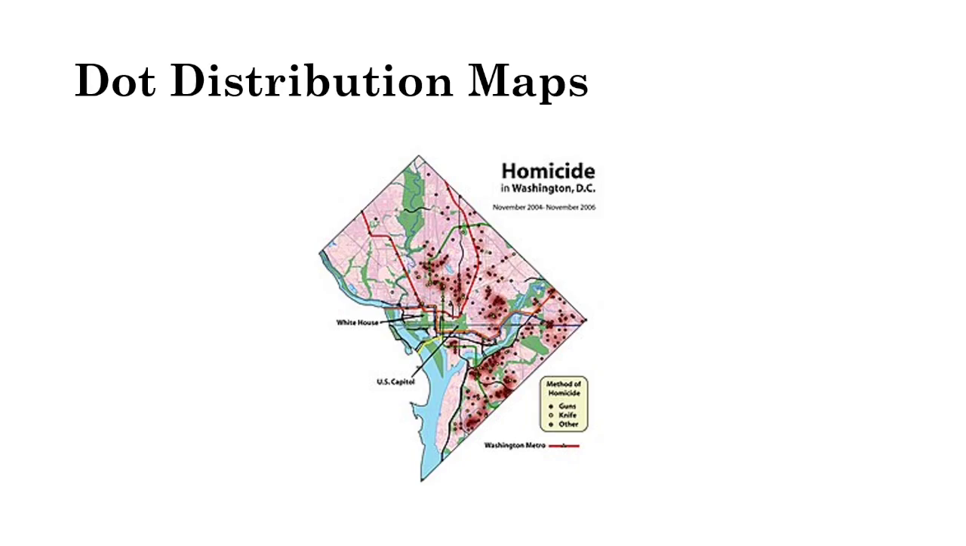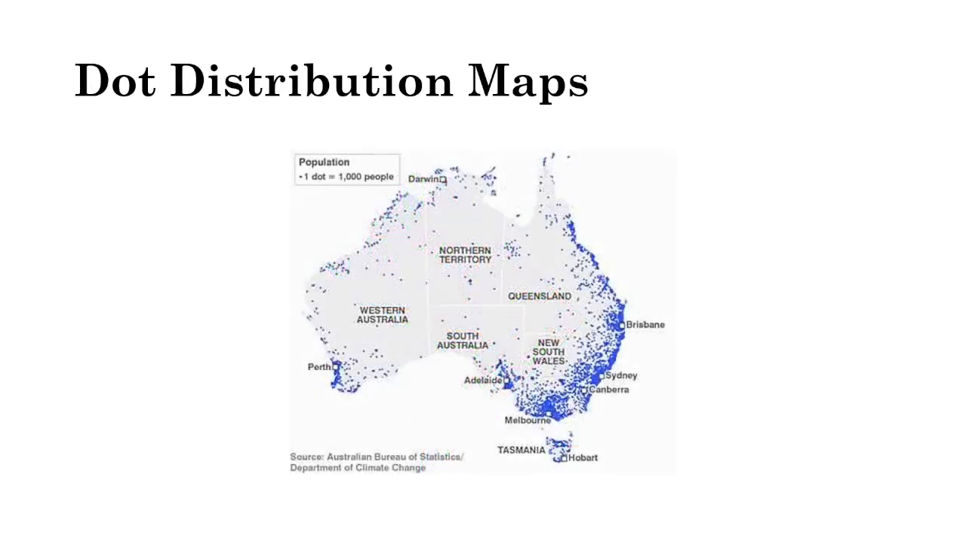And these are really good at finding clustering and dispersals. Dispersal is where things are more spread out, and clustering is where they're closer together. So we can see there's a big dispersal of homicides in the northern areas of Washington, D.C. Here's another dot distribution map.